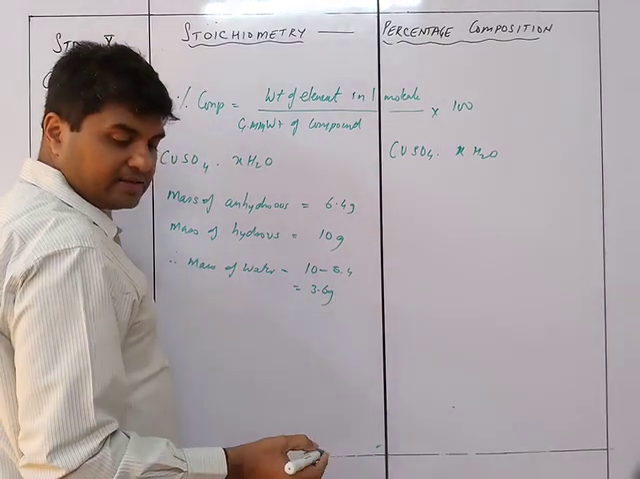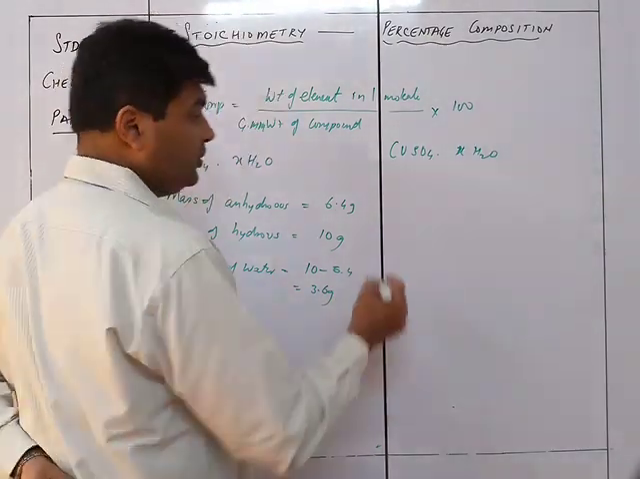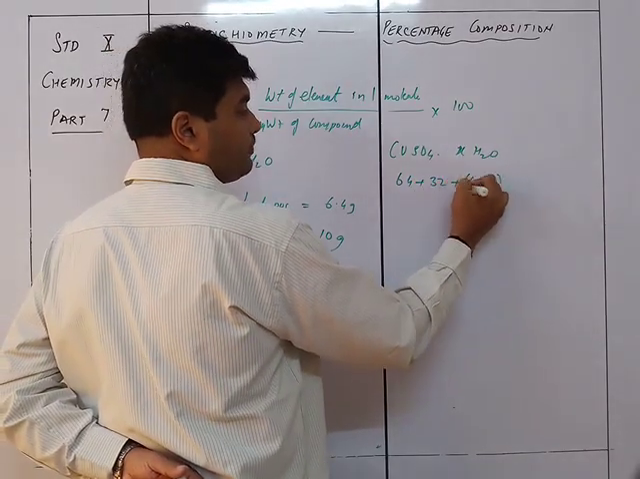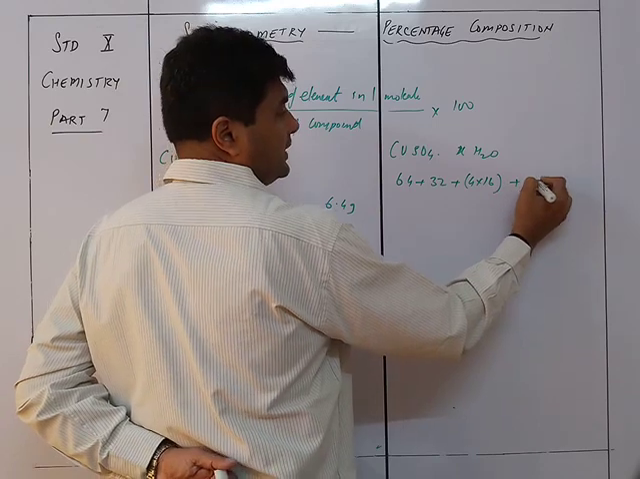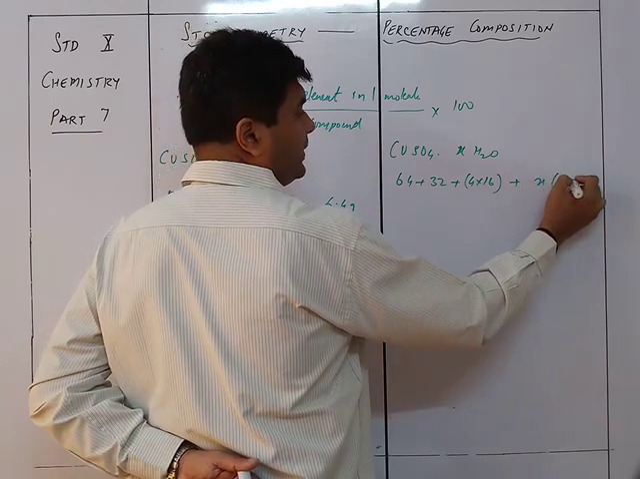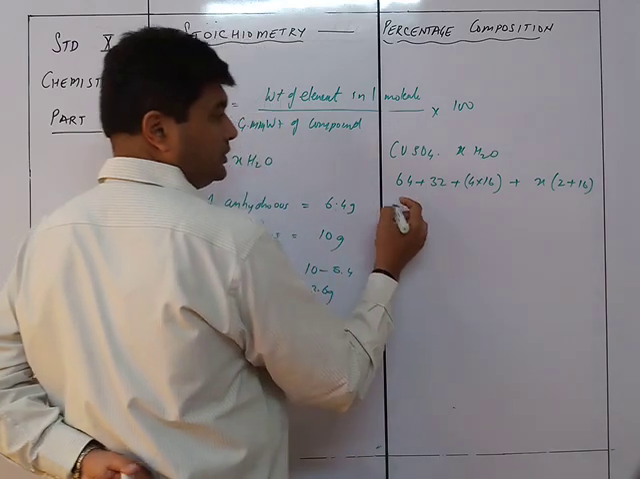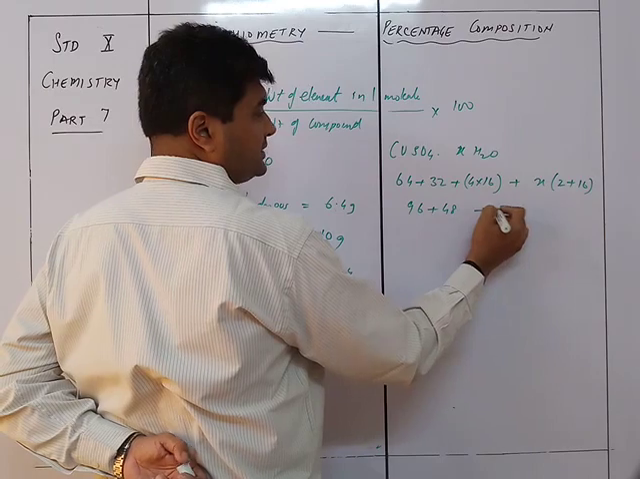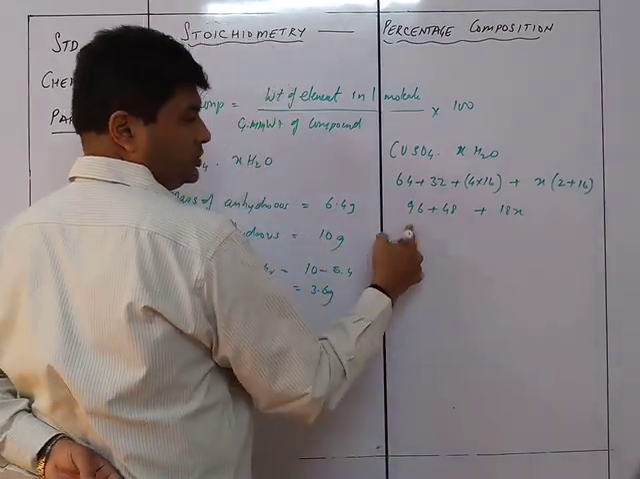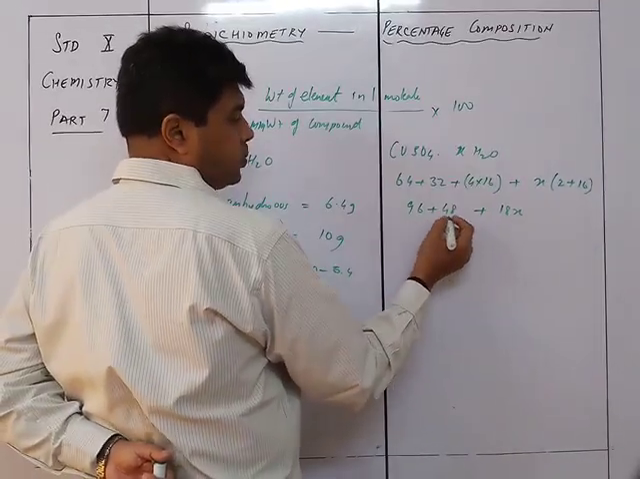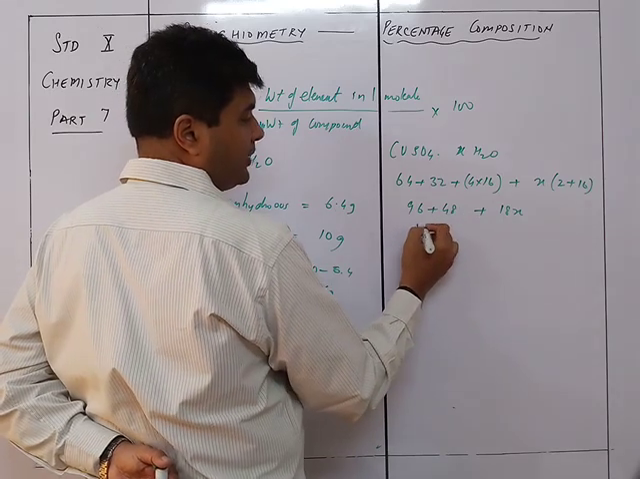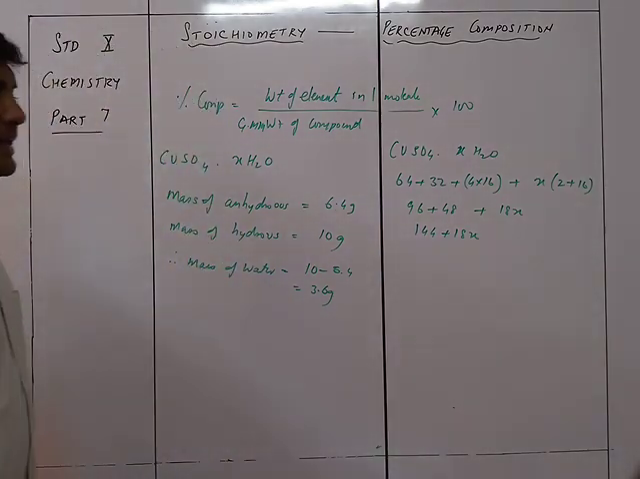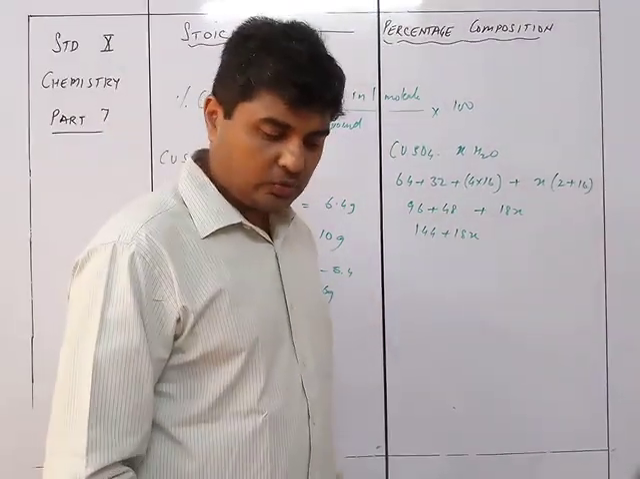Cu is given to you as 64. So it's 64 plus 32 plus 4 into 16 plus X into 2 plus 16. So this is 96 plus 48 plus 18x, which is going to be 144 plus 18x. That's the mass of CuSO4.XH2O.